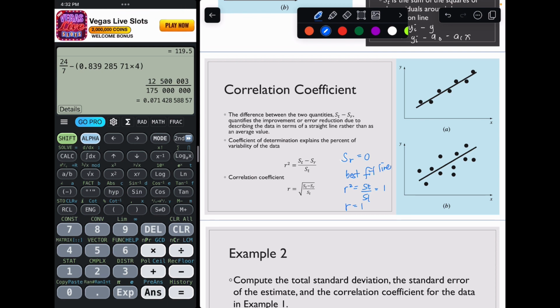Of course, what we want there would be a correlation coefficient of 1. So anything less than that could be highly correlated, or it could be less correlated. It depends on the values of R.